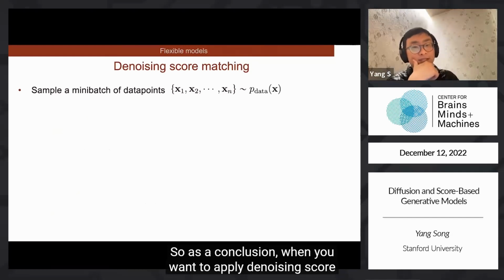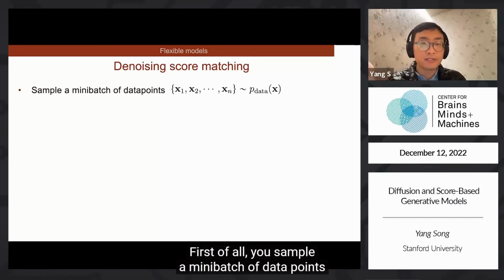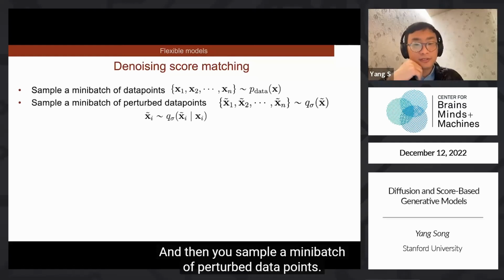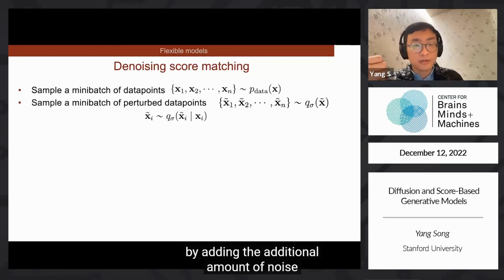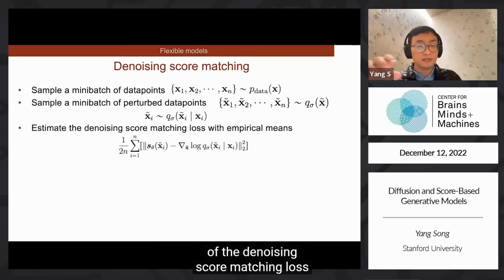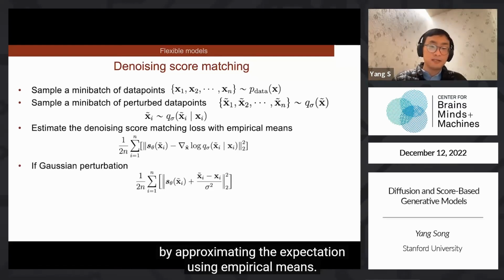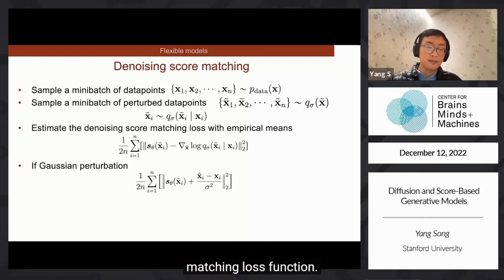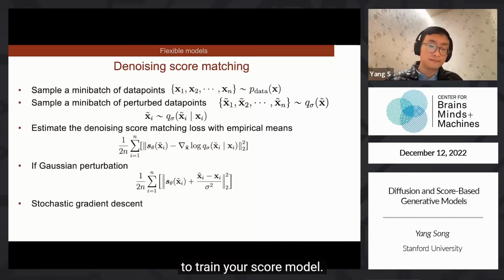As a conclusion, when you want to apply denoising score matching, you follow a similar procedure as sliced score matching. First of all, you sample a mini batch of data points from the data density. And then you sample a mini batch of perturbed data points. Usually for one data point, you sample a single perturbed data point by adding an additional amount of noise to perturb the chosen data point. And then you can form the empirical estimation of the denoising score matching loss by approximating the expectation using empirical means. In the special case of Gaussian perturbations, you can further simplify the denoising score matching loss function. And then you can just apply stochastic gradient descent to minimize this objective function to train your score model.